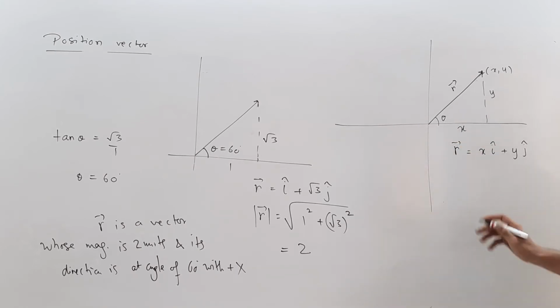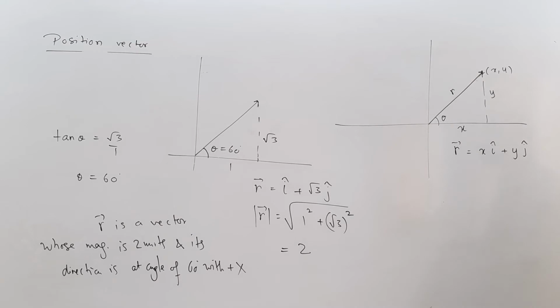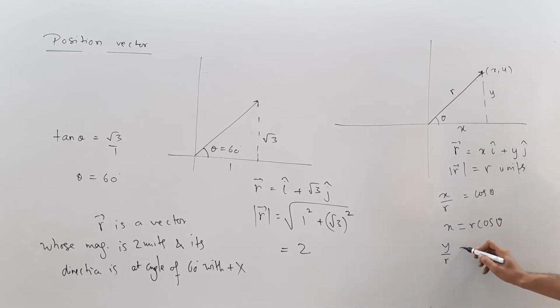So now we can say that its magnitude is some r units. Magnitude of r bar is some r units in general. Now from here we can make one observation, that x by r is going to be cos theta, and thus we can write x as r cos theta. Similarly we can say that y by r is going to be sin theta because of trigonometry, and thus we get y is equal to r sin theta.